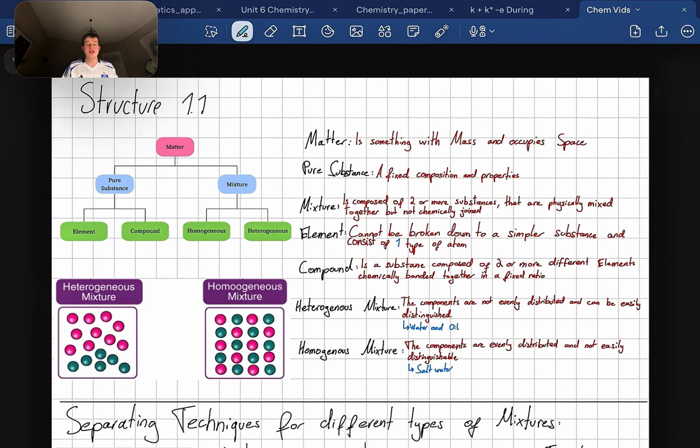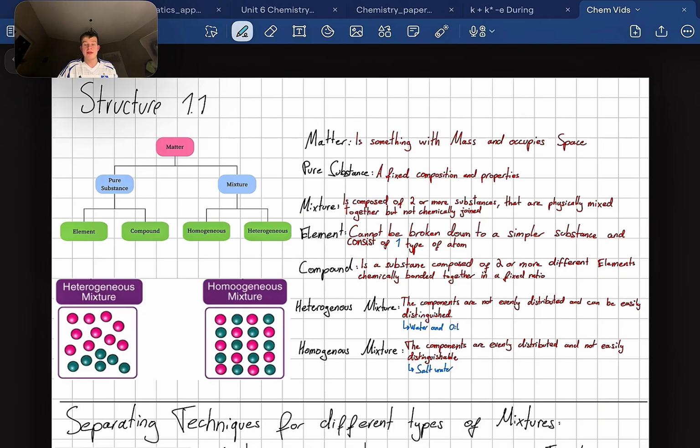The homogeneous mixture is a mixture where the components are evenly distributed and not easily distinguishable. For example, we have salt water in the sea. The heterogeneous mixture is a mixture where the components are not evenly distributed and can be easily distinguished. In the image on the left, we have the heterogeneous mixture, where we have the pink at the top and the green at the bottom, so it's really easy to distinguish which one is pink and which one is green. An example of that would be water and oil, where oil would be at the top and water at the bottom. On the other hand, we have the homogeneous mixture, where it's evenly distributed and not easily distinguishable. An example would be the salt water, as I've already mentioned.